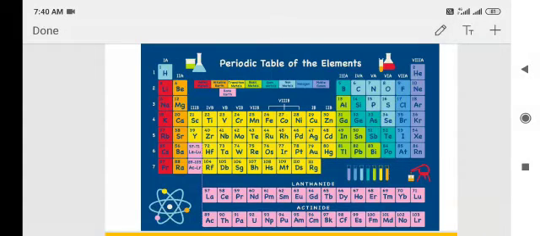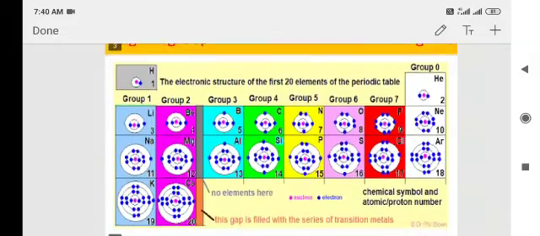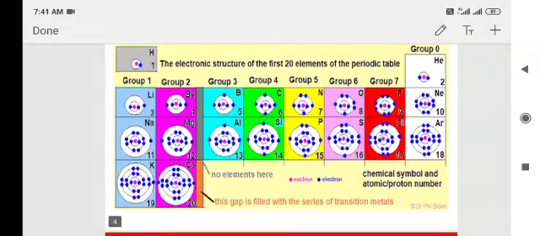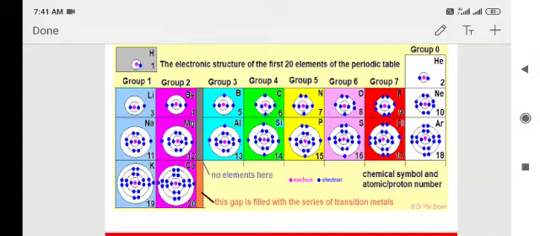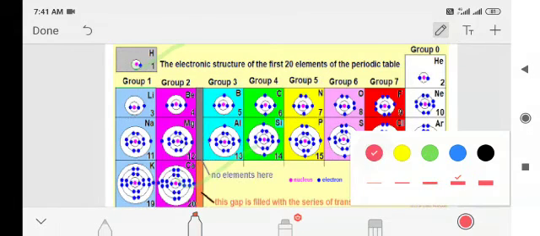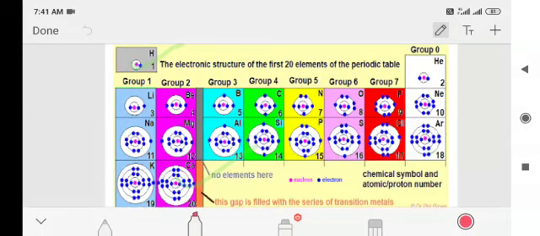Let me move to the next point. As a class 10th student, you need to learn the electronic configuration and the details of elements from hydrogen to calcium, starting with hydrogen and ending with calcium. So you need to draw this diagram in your fair copy also. The first element, as I told you, starts with hydrogen and ends with calcium.